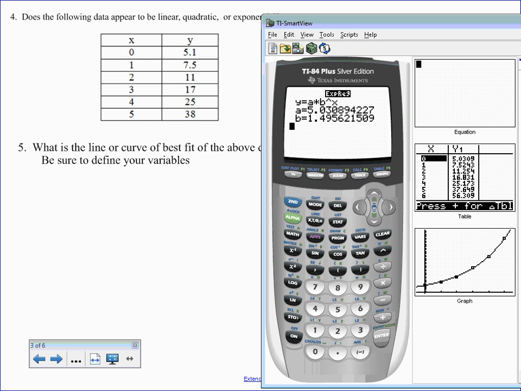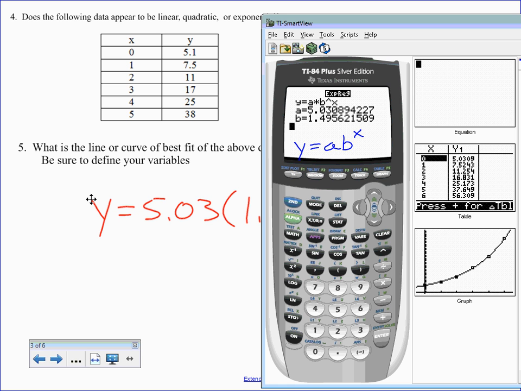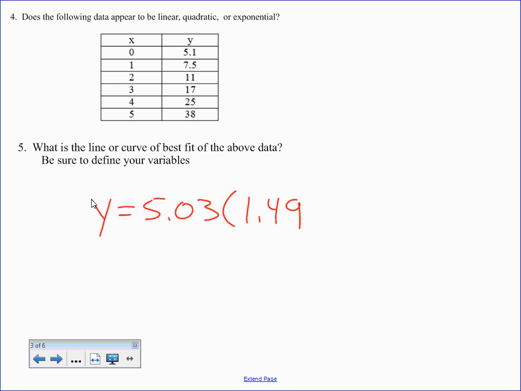Now, something that confuses people is, what does that little caret there mean? Well, what the caret means is to the power. So what this is really saying is y equals a times b to the x. And so that's the form we're going to want to write it in over here. So we'll say y equals 5.03 times 1.0496 to the x power. And there is our curve of best fit for the data.